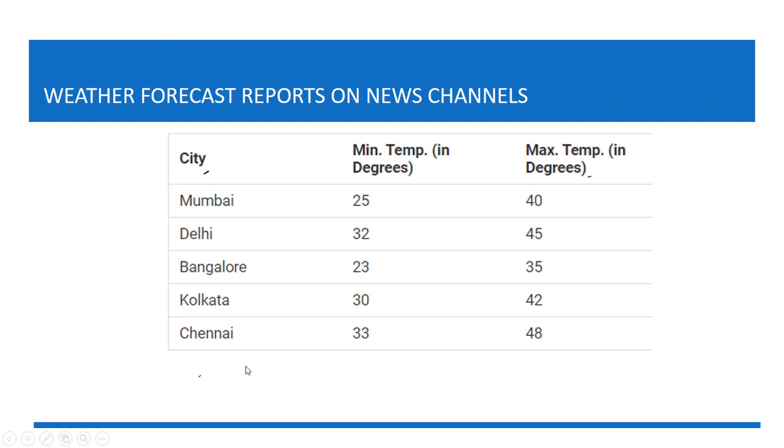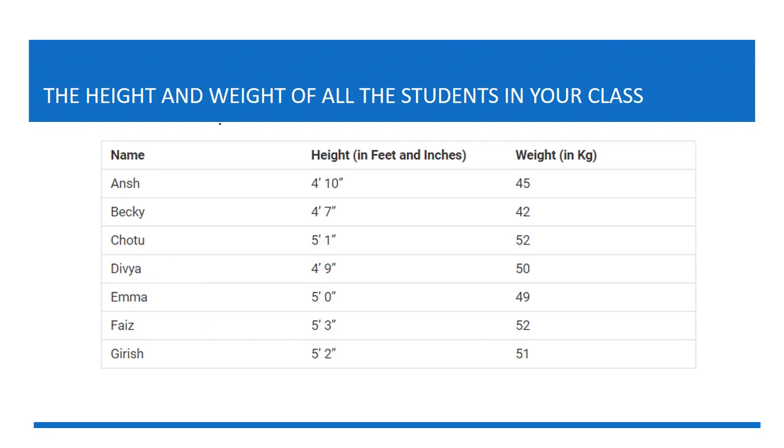Let us take one more example: the height and weight of all the students in your class. Let us take 7 students. Let us list out their height in terms of feet and inches as well as weight in terms of kg. So Ansh has 4 feet 10 inches and 45 kg. Similarly, Becky has 4 feet 7 inches, 42 kg, and similarly the others.